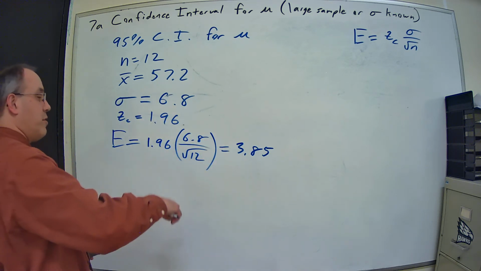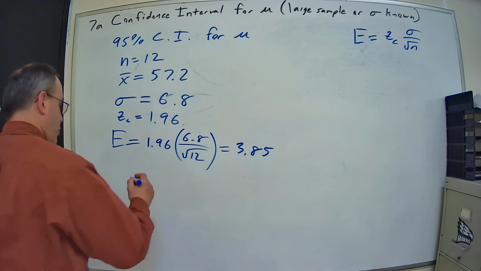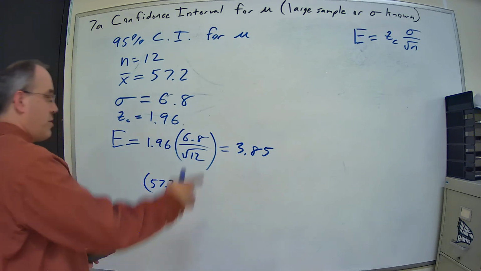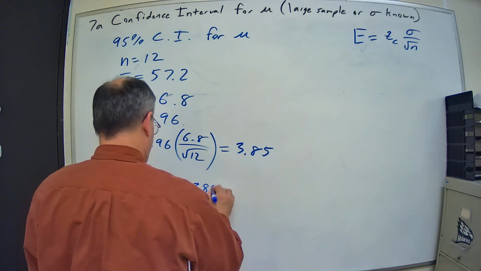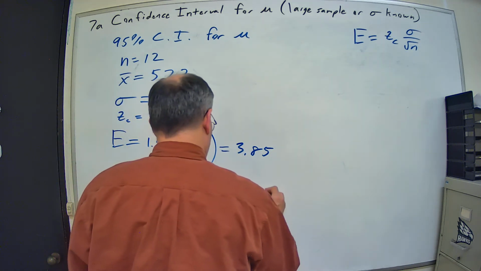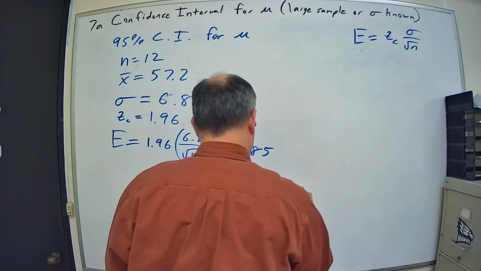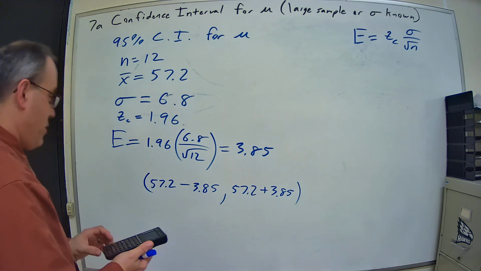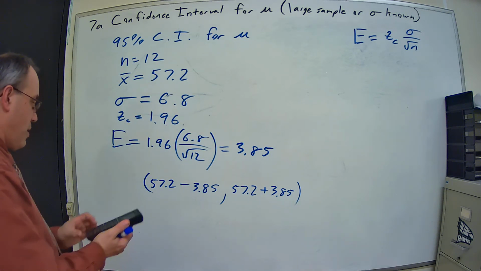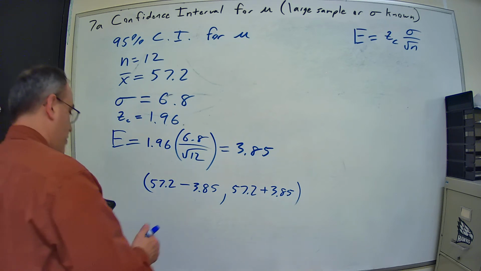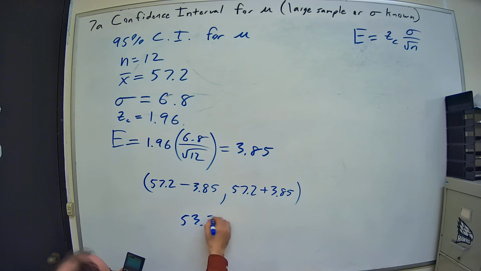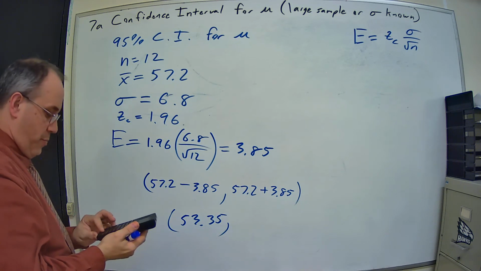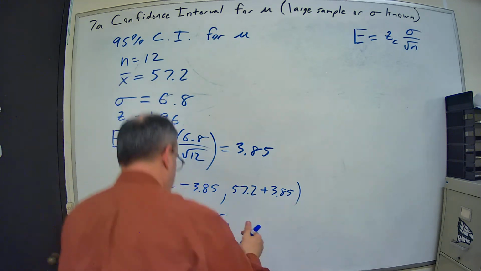Okay, so now we have our margin of error. Then I can start creating my interval. So I've got x bar, 57.2, minus the margin of error 3.85, and 57.2 plus the margin of error, 3.85. So let's do this. 57.2 minus 3.85 gives me 53.35. And then 57.2 plus 3.85 gives me 61.05.